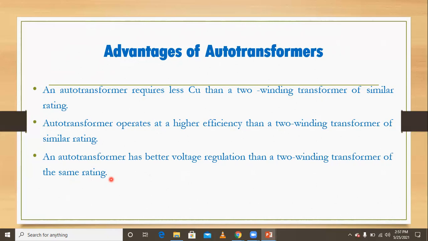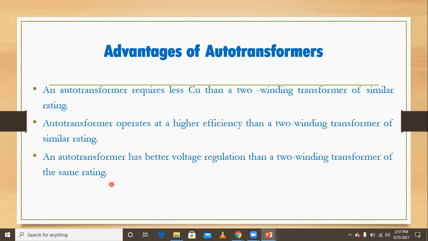That means the losses in the transformer are less. The voltage drop from no load to full load is because of resistance and inductive reactance of the transformer winding. The output voltage changes from no load to full load. If this change is less, that means voltage regulation is less, and that is better. Better regulation means the change in voltage from no load to full load is very small. That means percentage voltage regulation must be minimum.